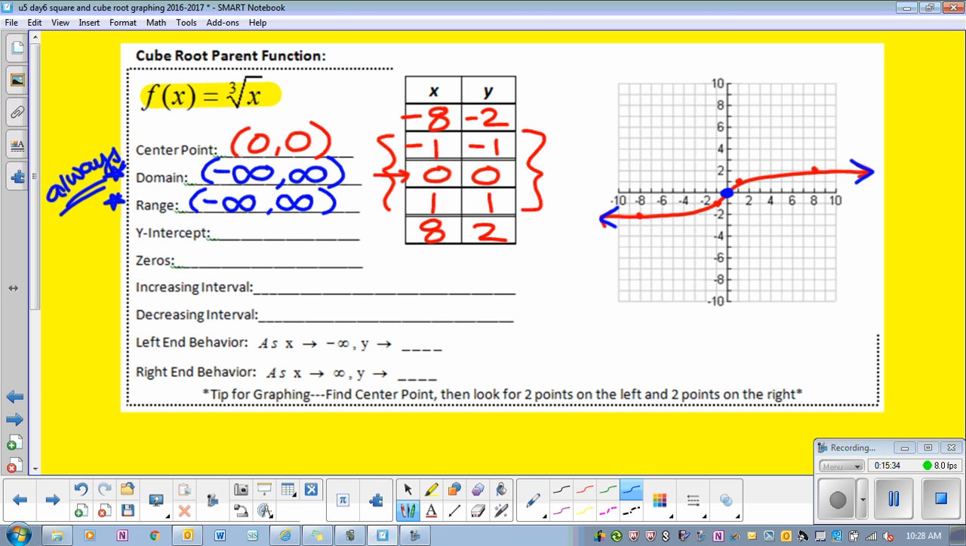So what is my y-intercept here? Your intercept would be 0, 0. Yeah, 0, 0. It crosses through the y-axis at 0, 0. Does this cross through the x-axis anywhere? Yeah, 0, 0. Thank you.